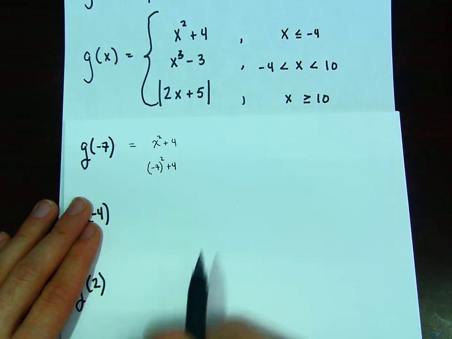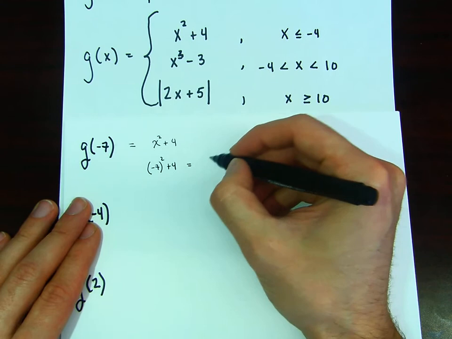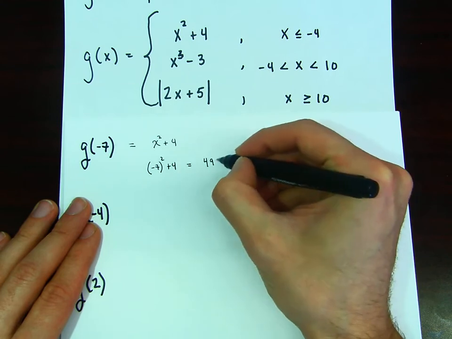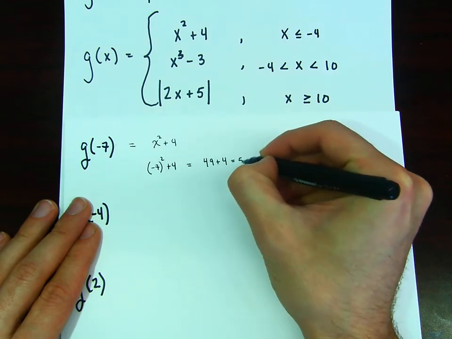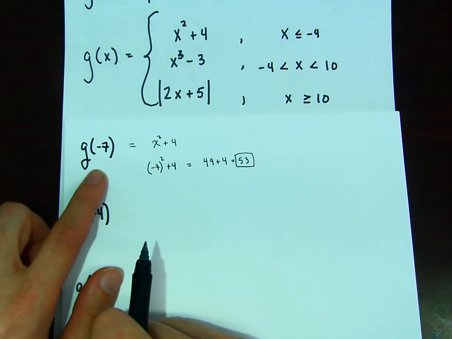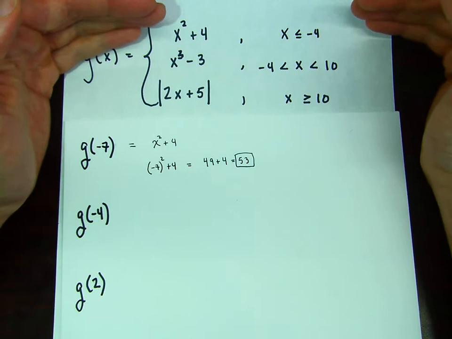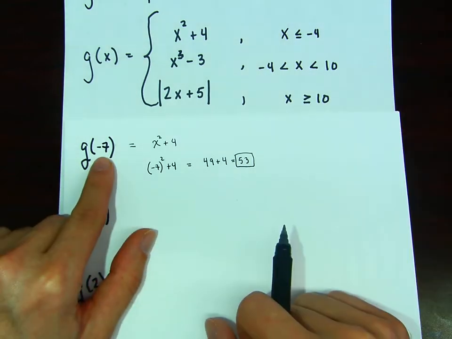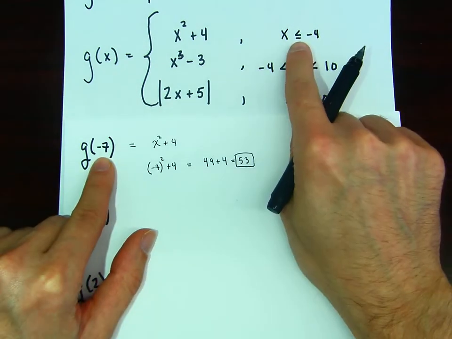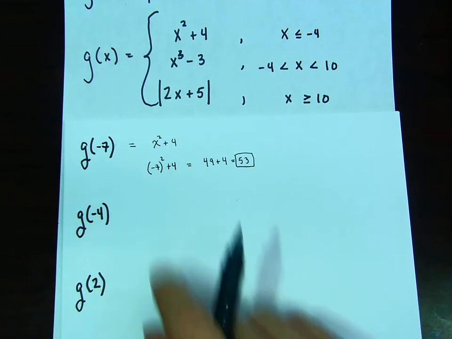And what is negative 7 squared plus 4? Pause the video if you want and try it on your own, but it should just be positive 49 plus 4, which is 53. Okay? So notice that when we plugged in negative 7, we plugged it into this part of the piecewise function because -7 is less than -4. Okay? What about for this one?